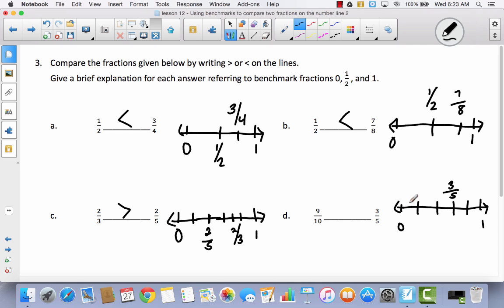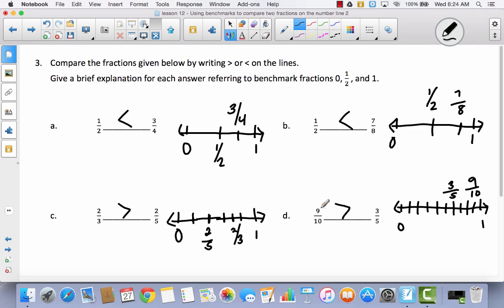Now to make tenths, I have to divide each of these into half. It says 9/10. 1/10, 2/10, 3/10, 4/10, 5/10, 6/10, 7/10, 8/10, 9/10. So which one's greater? Well, because 9/10 is closer to 1, 9/10 is greater than 3/5.